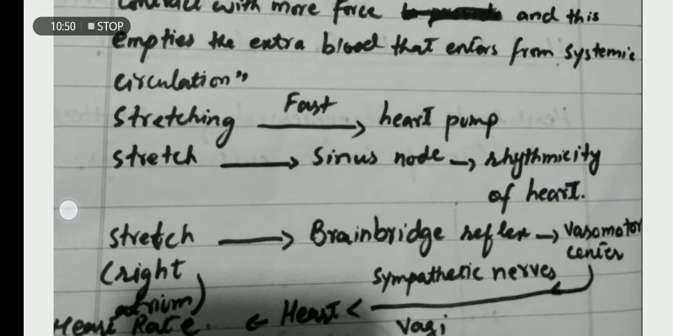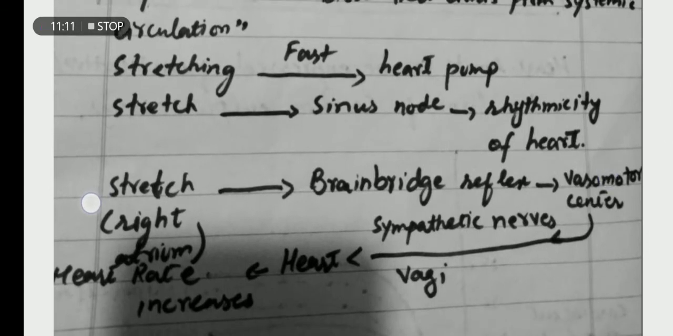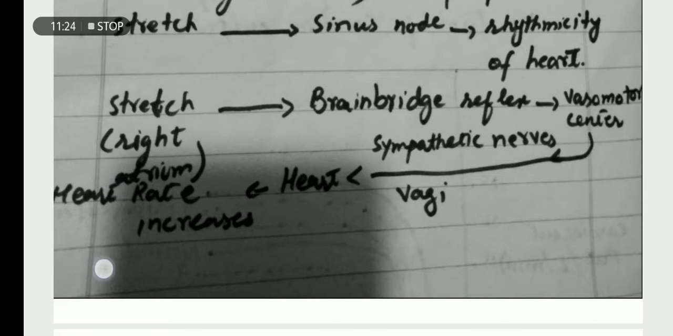In addition, stretch in the right atrium initiates a nervous reflex known as the Bainbridge reflex. This increases heart rate due to venous pressure. It activates the vasomotor center. The vasomotor center is an area of the medulla oblongata that regulates the blood pressure. Then it activates the sympathetic nerves and the vagus, and the heart is activated. There is more contraction of the heart, or you can say the heart rate is increased.